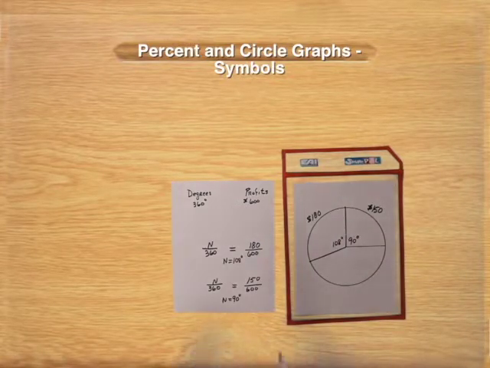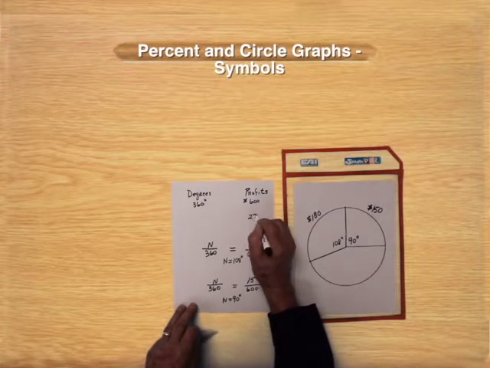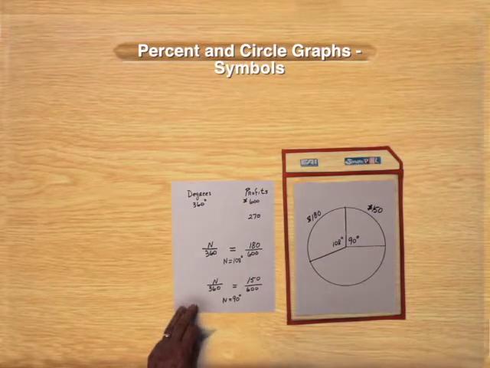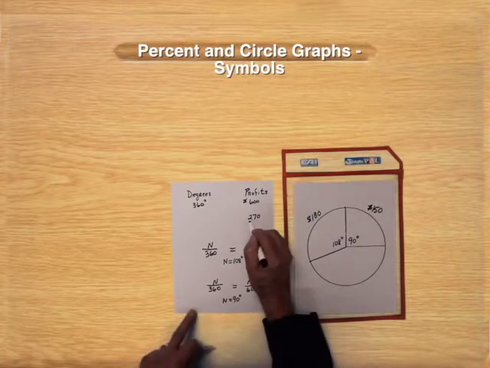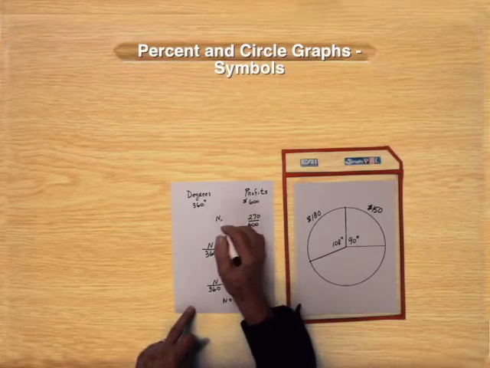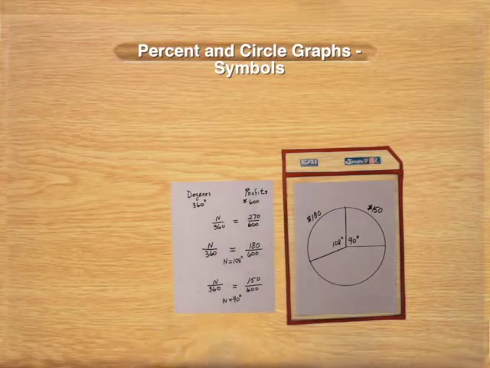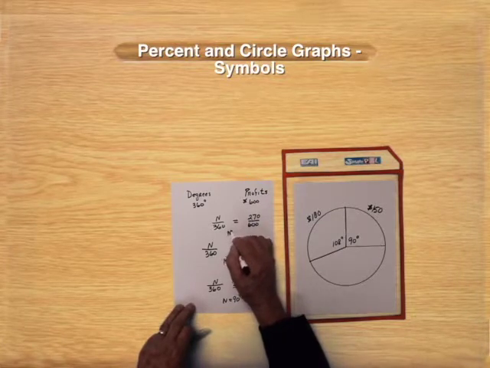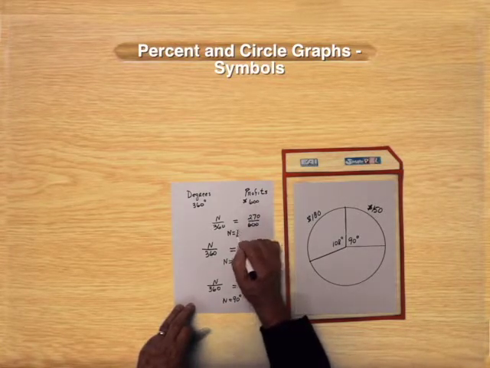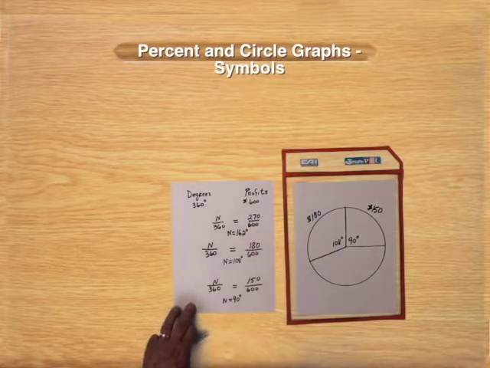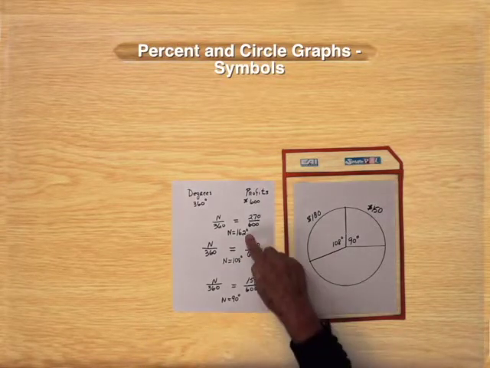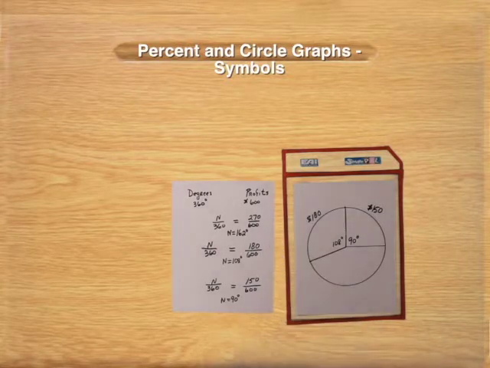And finally, we were looking at representing $270 in profits. 270 is in the same relative position to 600 as the number of degrees is to 360. So here's our proportion. And when we solve this proportion, we find out that n equals 162 degrees. So an angle of 162 degrees on the circle graph is going to represent $270 in profits.